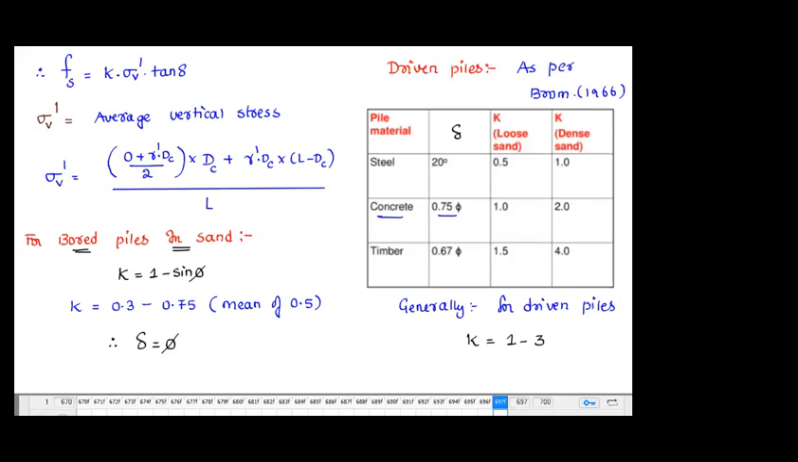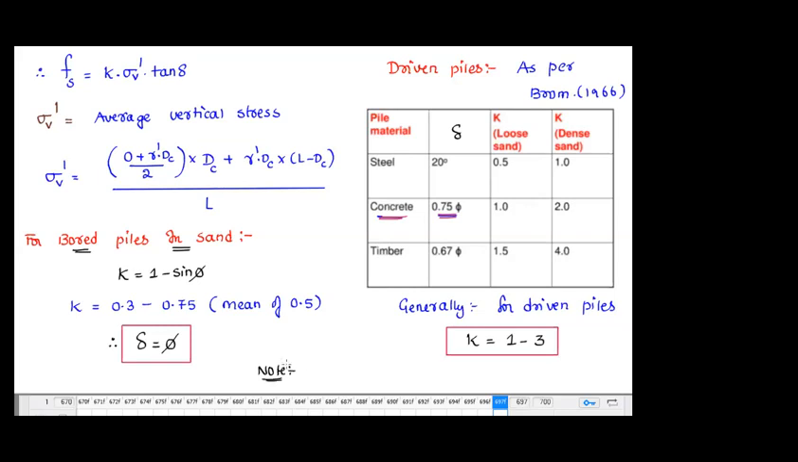So these questions can be asked in the case of the ESE. So please observe here carefully. Sir, should I have to remember all these things for GATE? You don't need to worry about it for GATE. They will clearly mention it. In the case of GATE, they won't take any assumption. And in the case of driven piles, mostly the questions will occur from concrete. In the case of concrete, I have to take delta as 0.75 phi.